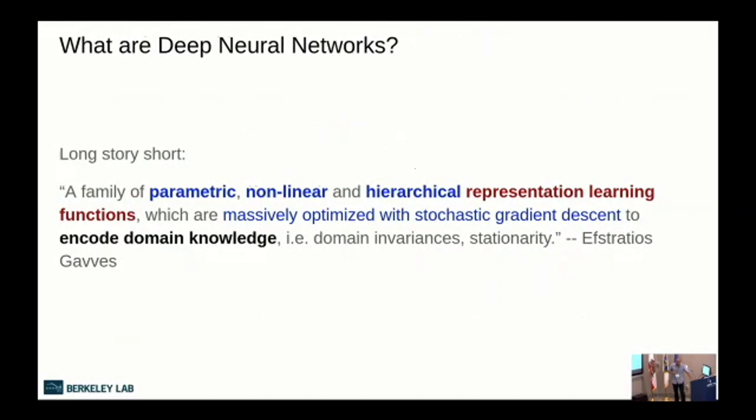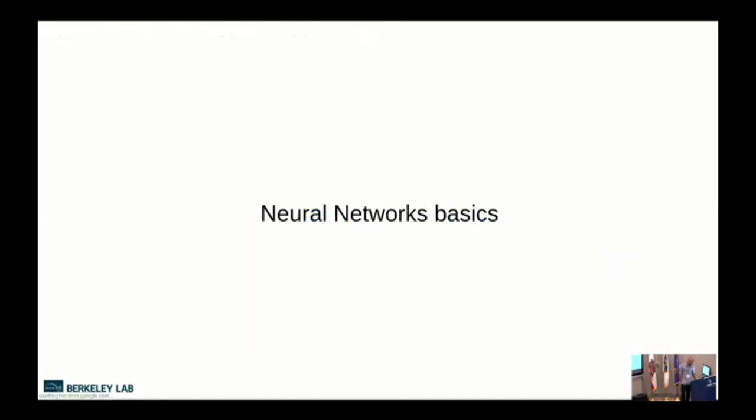Okay, so that said, I want to get into talking more about deep learning. So this is the long story short. This is essentially everything that we'll be talking about today. Deep learning is a family of parametric, nonlinear, and hierarchical representation learning functions. So they try to learn representations from the data. And the way that we optimize them, they're massively optimized with stochastic gradient descent. And their objective is to encode domain knowledge. How do I look at the data and try to learn a certain task from this data set? And of course, the domain knowledge can be a variety of things, like domain invariances, stationarity, and a lot of other stuff. We'll try to decode this statement in this talk.